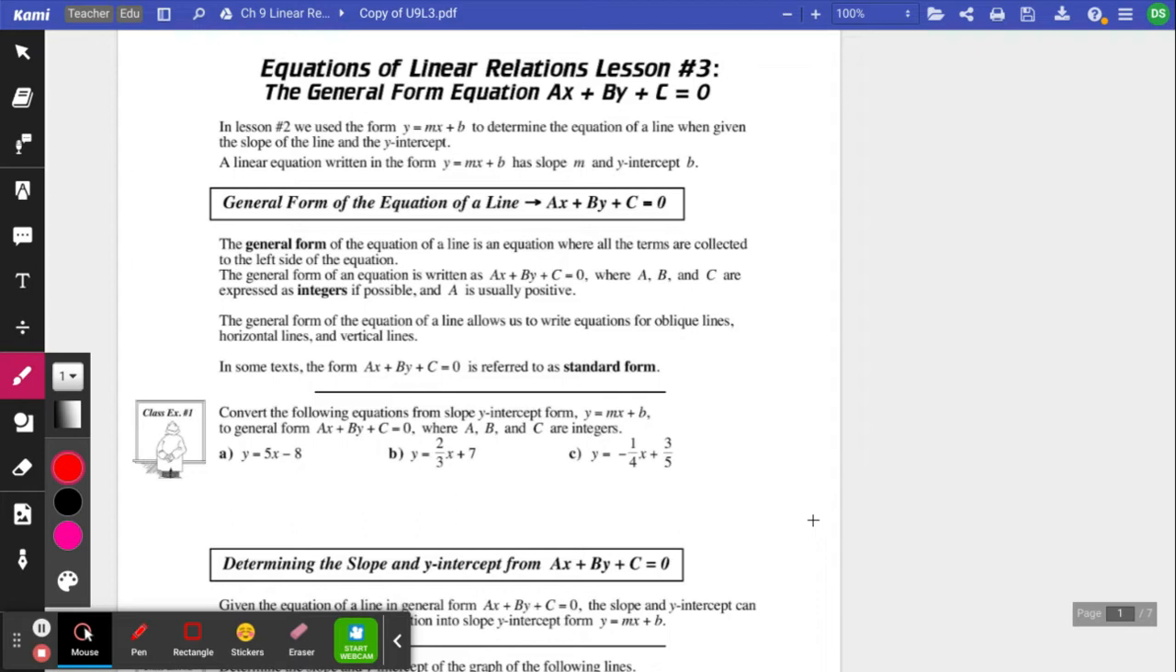All right. So in this lesson, we are going to do some new stuff. What if it's not really nice? What if we can't tell what the slope and the y-intercept is? Can we rearrange it? Or what if we can tell, but we have to go back to general form?